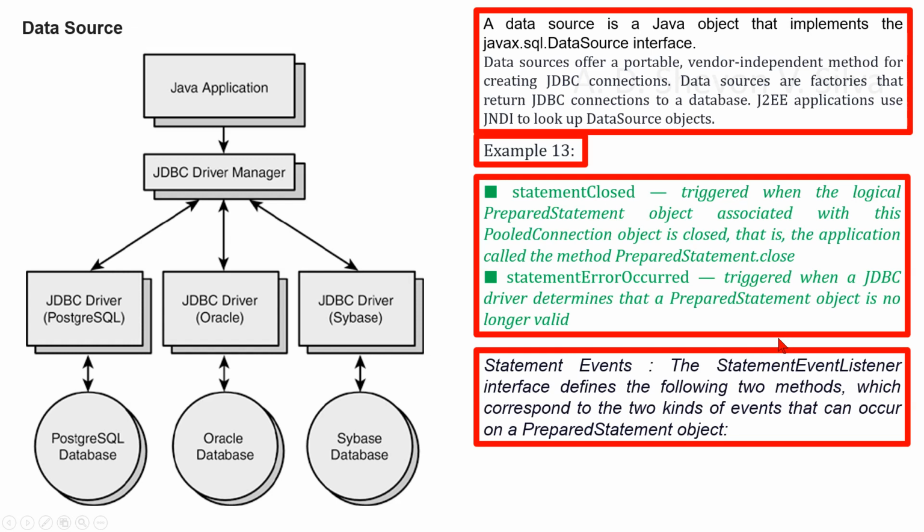When the JDBC application closes its logical connection to a logical prepared statement, the JDBC driver notifies the connection pool manager, the listener, by calling the listener's implementation of the method statement closed. At this point, the connection pool manager can return the prepared statement object to the pool for reuse. When an error occurs that makes the prepared statement object invalid, the JDBC driver notifies the listener by calling the statement error occurred method, and then throws the SQL exception object to the application to notify it of the same error.